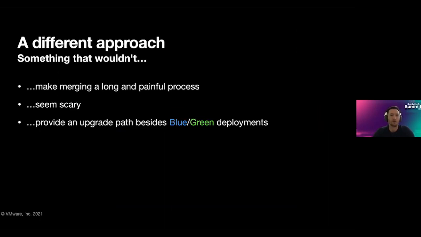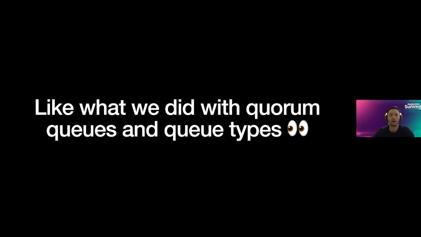So is there a better way to do this? Something that wouldn't make merging a very long and painful process seem particularly off-putting, and maybe even provide an upgrade path besides blue-green deployments. So yeah, ideally it should be something incremental, right? And if you think about it, we have kind of already done this in a different area of RabbitMQ a few years ago. We introduced quorum queues and the idea of queue types alongside classic mirrored queues, right?